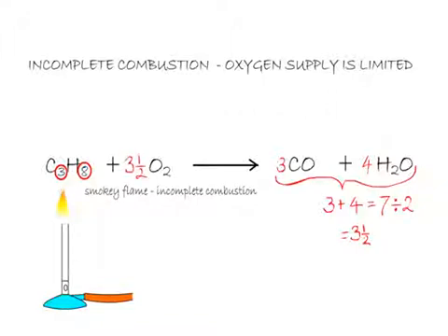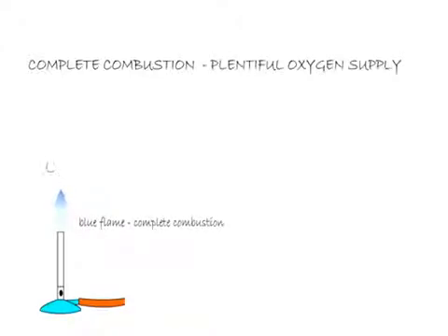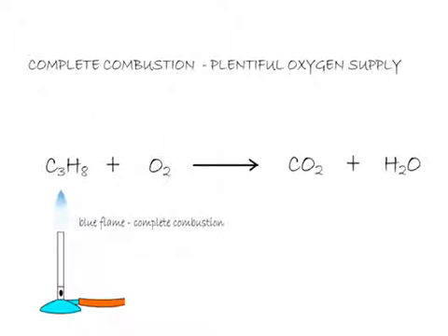The carbon monoxide produced during incomplete combustion is toxic, and this is why, if you have gas appliances in the home, it is a good idea to have a carbon monoxide detector, since it has been named the silent killer. For complete combustion, the alkane must be burnt in a plentiful supply of oxygen. The combustion products from complete combustion are carbon dioxide and water.